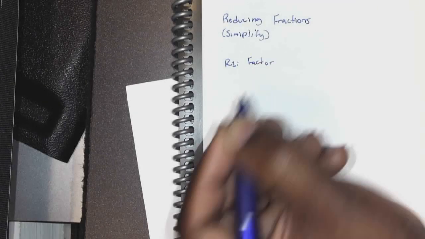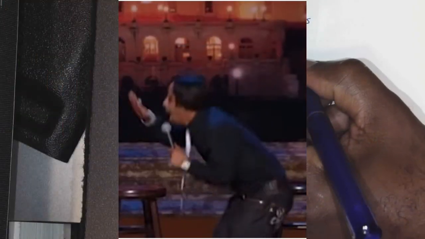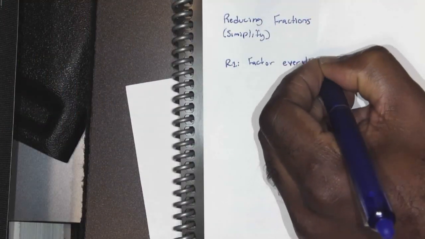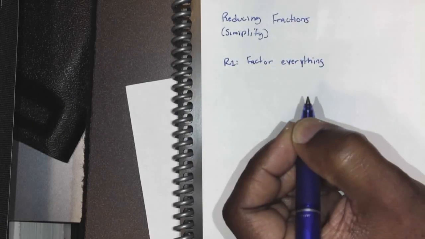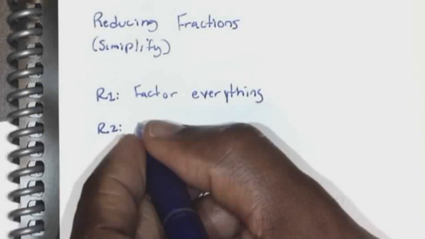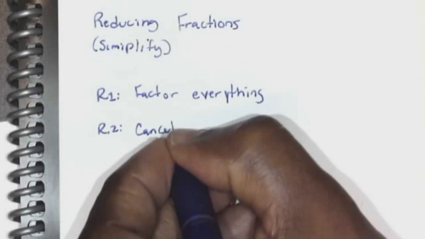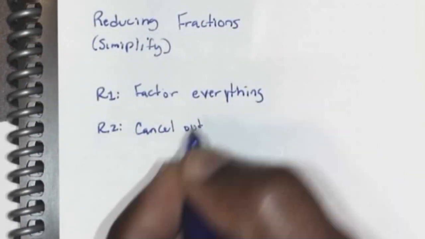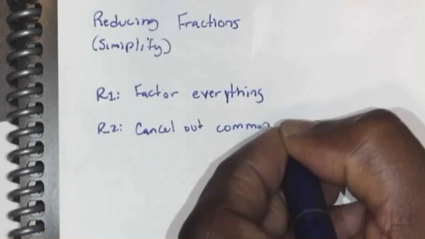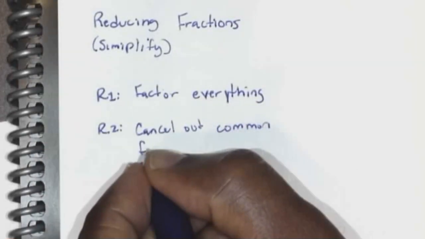Rule 1: Factor everything. All right. And rule 2, people say cancel. I say cancel out common factors.